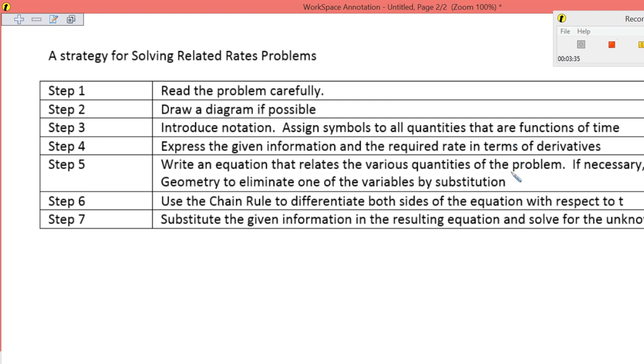Then once we have that, we're going to differentiate with respect to t. This is important, and this is where most students make their mistakes, forgetting to differentiate with respect to t. Then once we've done all our deriving, we're just going to simply substitute information in and find an answer.